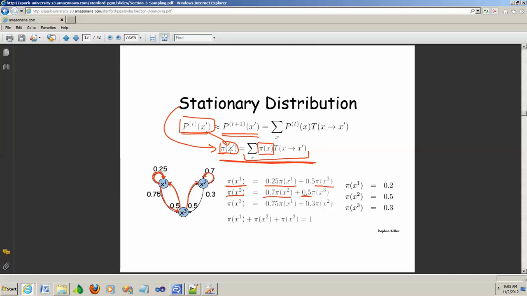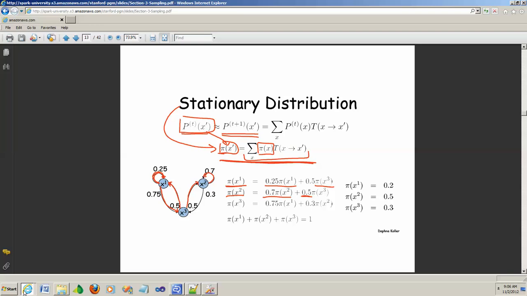So when p of x prime, which is the new state, is equal to pi of x times the transition from x to x prime, you can view this without the sigma notation: pi is a row vector and T is a transition matrix, and when you multiply them you get this sigma notation. Here basically they're saying for all x, you take pi of x and multiply it with the transition from x to all possible outgoing x prime states. And that's what is explained here.